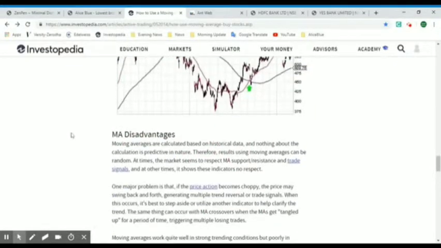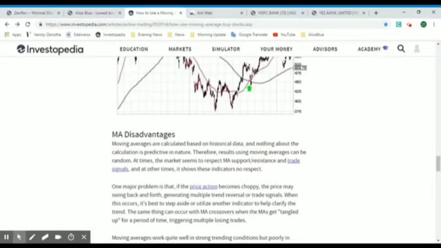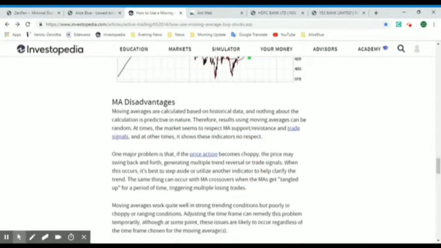So now let's look at some of the disadvantages of moving averages. Moving averages are calculated based on historical data, so nothing about the calculation is predictive. So the results using the moving average can be random. At times, the market seems to respect the moving average support or resistance and trend signals. At other times, it shows these indicators no respect.